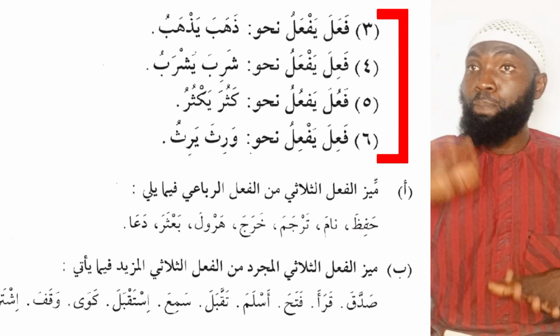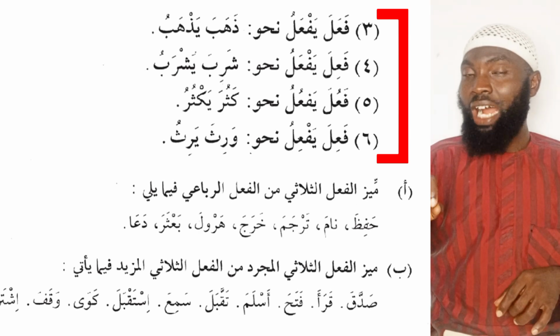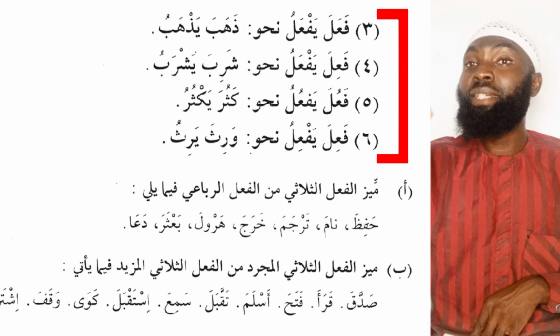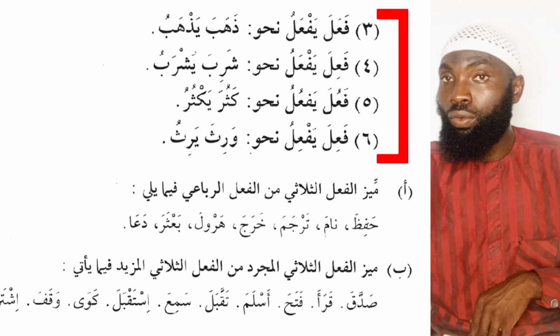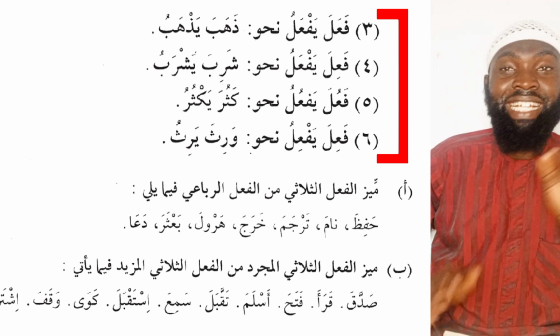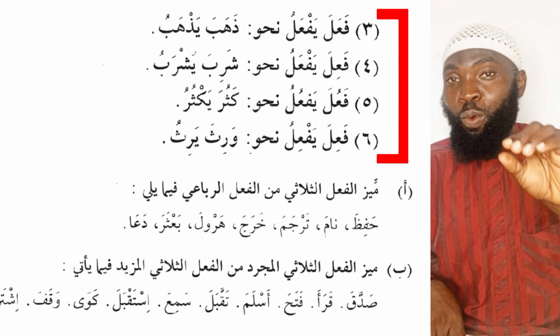Now, the 4th pattern says fa'ila yaf'alu. Here, we see that there's a change made to the past tense. The past tense verb, the second letter ain, is now carrying kisra. However, in the present tense, fatha comes with the ain. An example is the word shariba yashrabu, and there are plenty of other words which fall under this pattern.